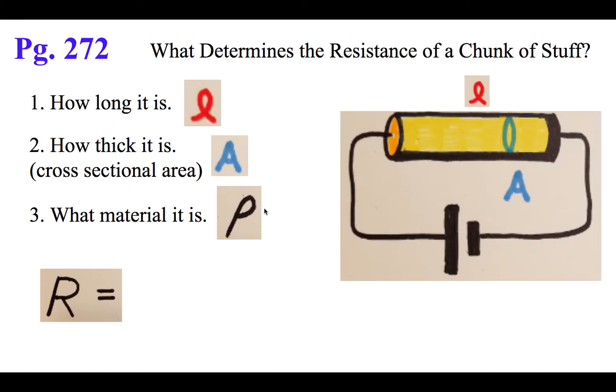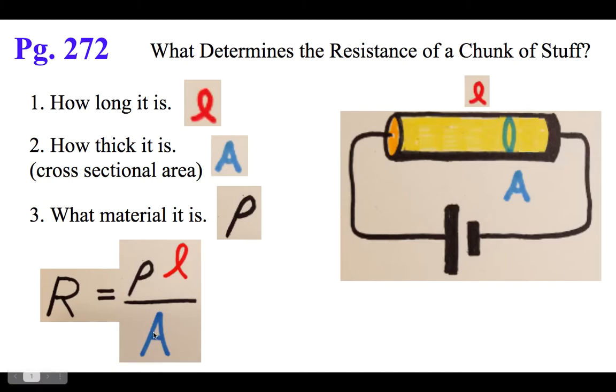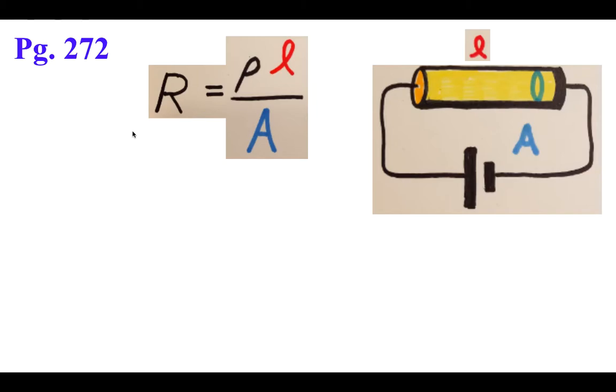So altogether, it depends on those three things, and it works like this. The resistance goes up if the material is more resistive. It goes up if it's longer. And if the area gets bigger, that makes the resistance go down, which is why area is in the denominator. So that's how you could find the resistance of, say, a pipe-shaped or prism-shaped chunk. Let's take a look at how this plays out.